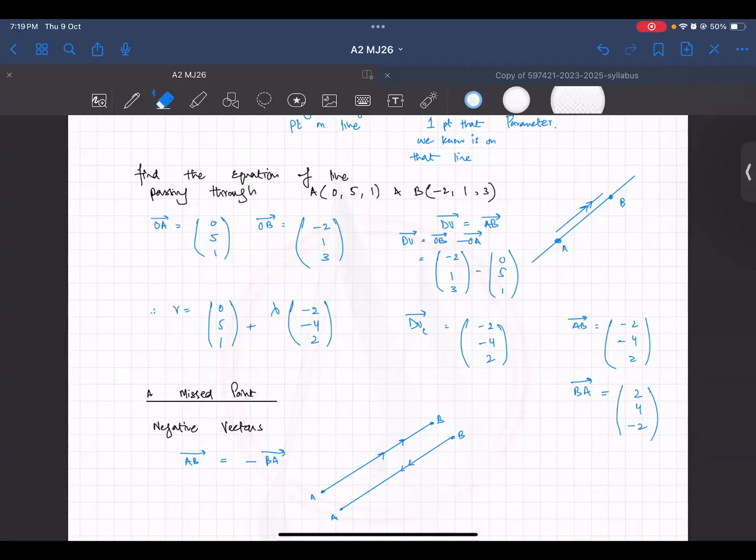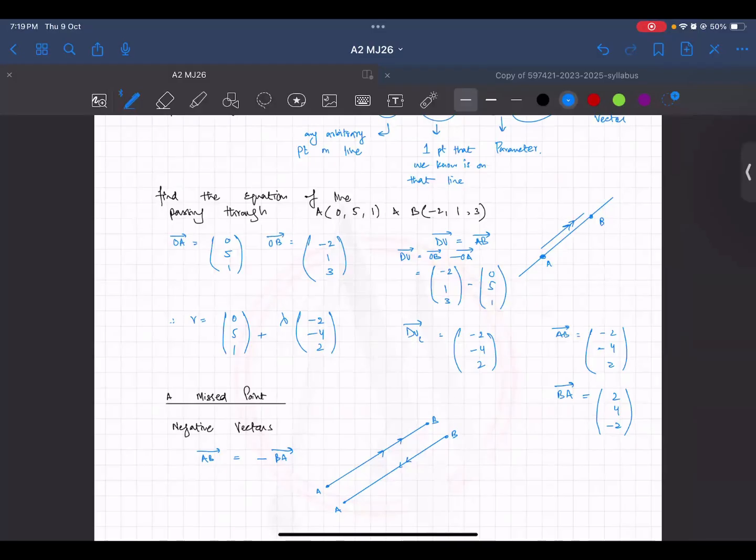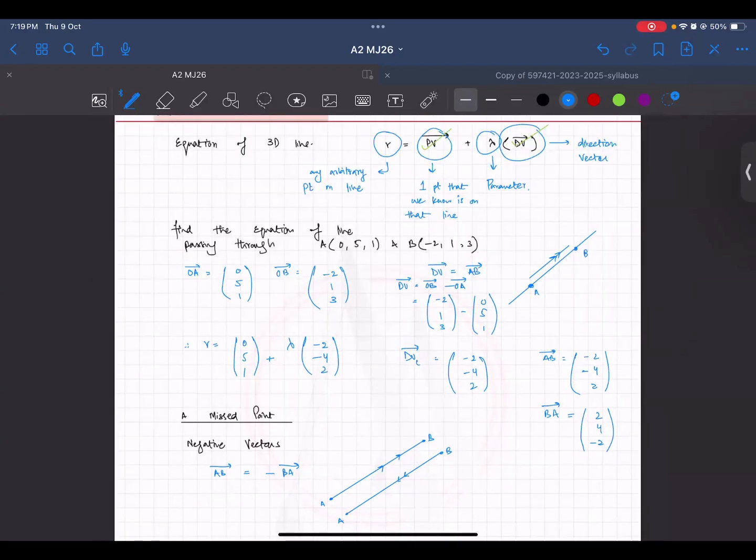Do you get it? Just the direction is opposite on the other side. Otherwise, everything is the same. You have a lot of past paper questions on this basic part, finding the equation of the line. And the next part, they would ask you to find the point of intersection between two lines or something other than that. But right now, this is the basic one, finding the equation of a 3D line. If they've given you 2 points, this is how you find it.